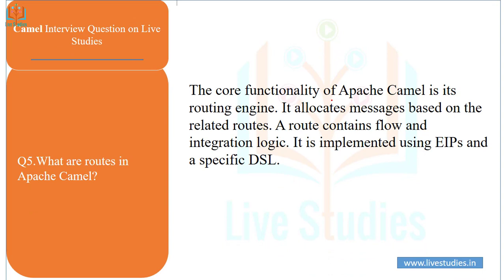Another question is, what are routes in Apache Camel? So the core functionality of Apache Camel is its routing engine. It allocates messages based on the related routes. A route contains the flow and integration logic. It is implemented using EIP and a specific DSL, meaning a domain-specific language.